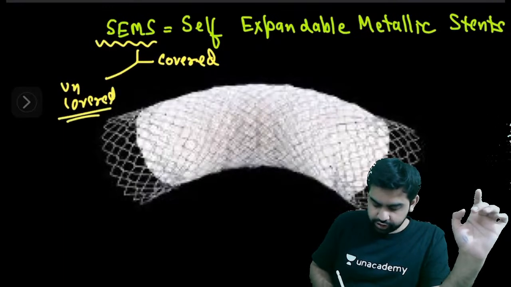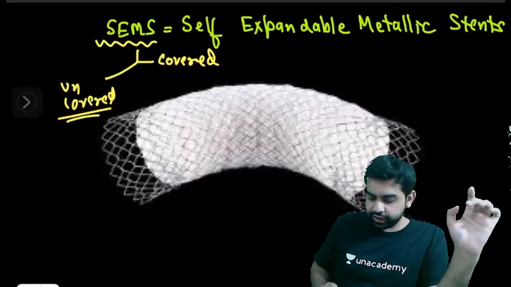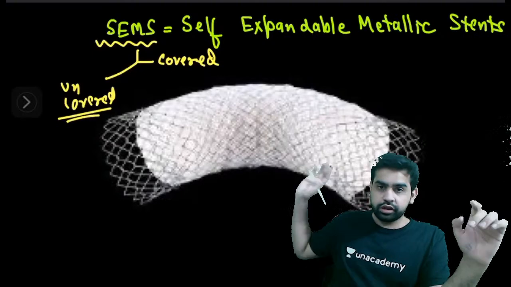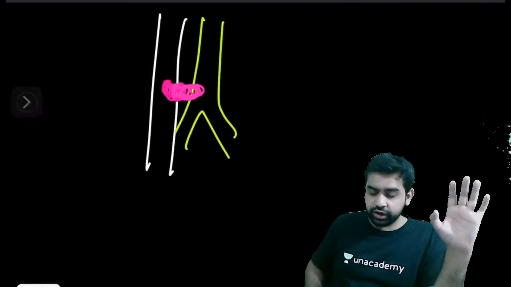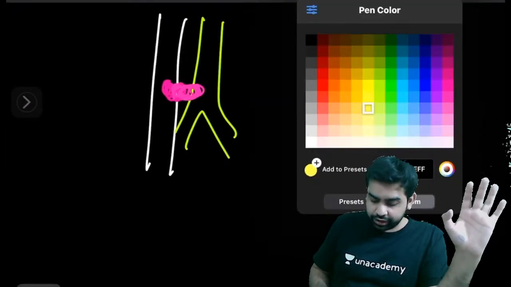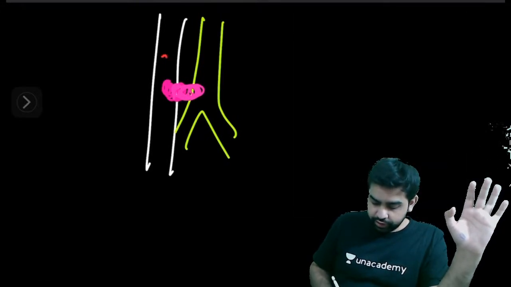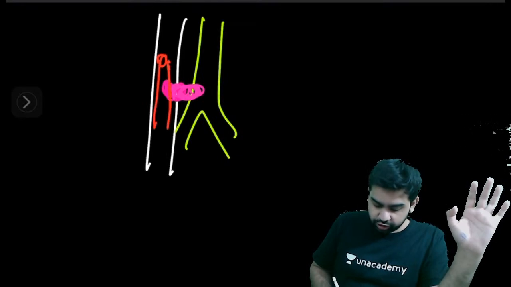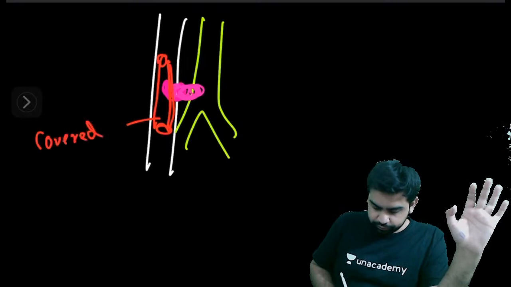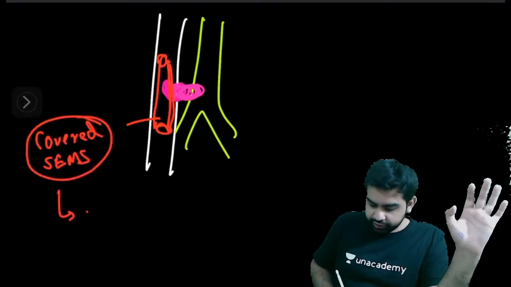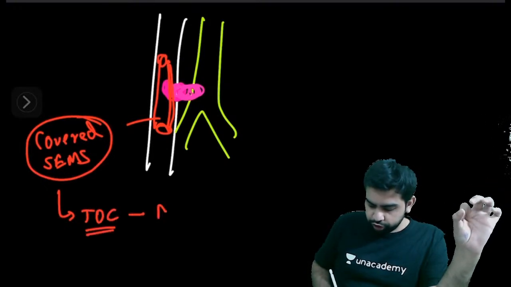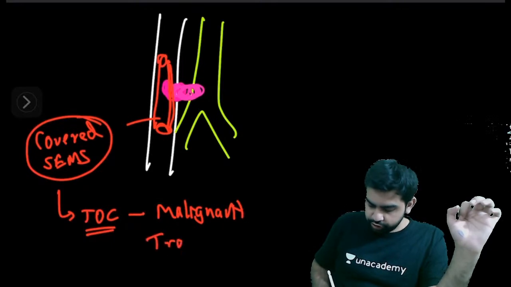Now, as you can see, these are the covered ones. This particular image which you're seeing over here is covered, right? These covered self-expandable metallic stents are the ones used for malignant tracheoesophageal fistula. Are you able to understand this point? So if you put these covered SEMS, covered self-expandable metallic stents, this is your treatment of choice for malignant tracheoesophageal fistula.